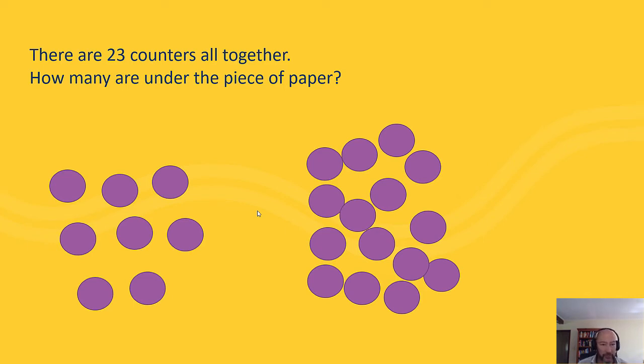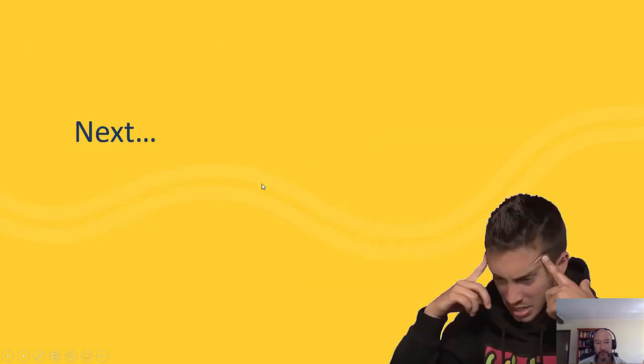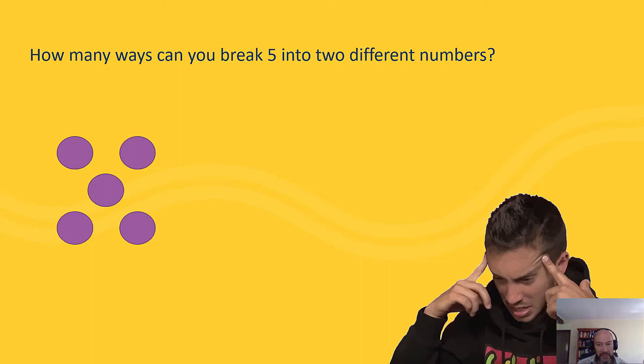Now, I like to do this in very small doses, less than 10 minutes, and then move on to something else. So let's have a look at what the next thing could be. Well, here's a really interesting activity to do with the learners to help them partition up numbers. You hand out 5 counters and you say, how many ways can you break 5 into 2 different numbers?